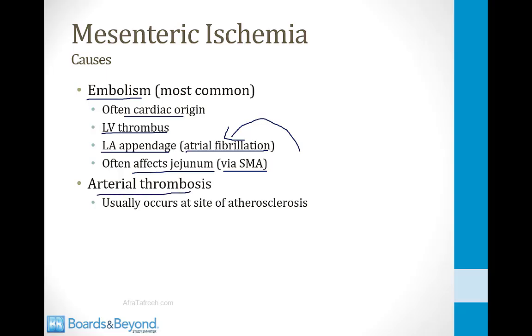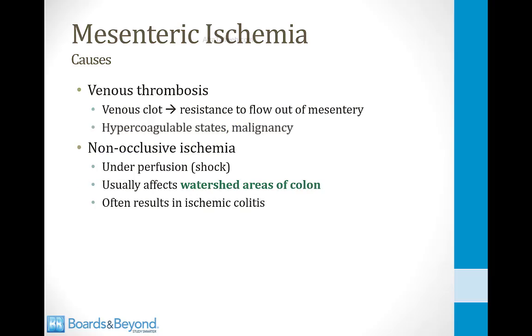This usually occurs at the site of atherosclerosis, and this is like a heart attack occurring in the intestines. There's a plaque and it ruptures and forms a clot. Patients can also sometimes develop venous thrombosis. A clot can form in the venous system, and this can create resistance to flow out of the mesentery, and this can lead to ischemia. This is one of the least common causes, but it does occur. And when this happens, it's usually for the usual reasons that people get venous thrombosis, like hypercoagulable states or malignancy.